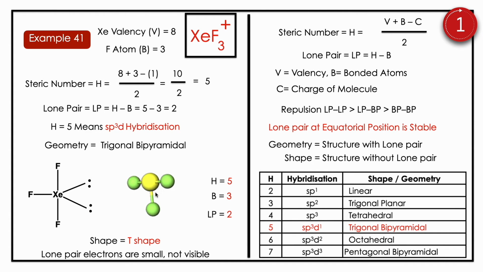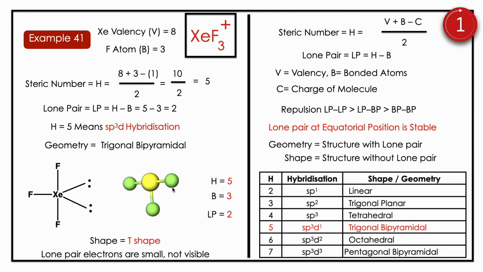Then let us look at example 41, which is XeF3 plus. Xenon is the inert gas with octet, valency is 8. Fluorine is the bonded atom, which is 3. If you substitute in the steric number, H equals (8 plus 3 minus 1) divided by 2, which is 10 by 2, gives 5. Lone pair will be H minus B, which is 5 minus 3 equals 2.